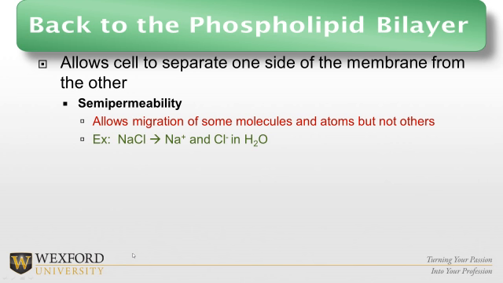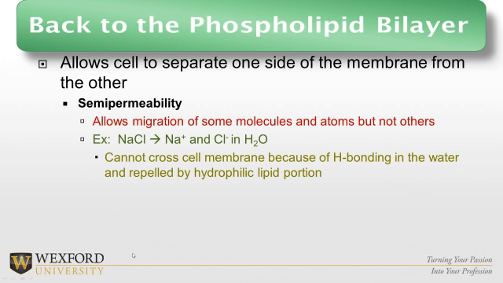For example, salt, sodium chloride, and water separate into their respective ions, sodium and chloride ions. However, they cannot pass the cell membrane because of the hydrogen bonding in water. The water on one side wants to hold on to those ions, but furthermore, they're repelled by the hydrophilic lipid portion in the center of that phospholipid bilayer.